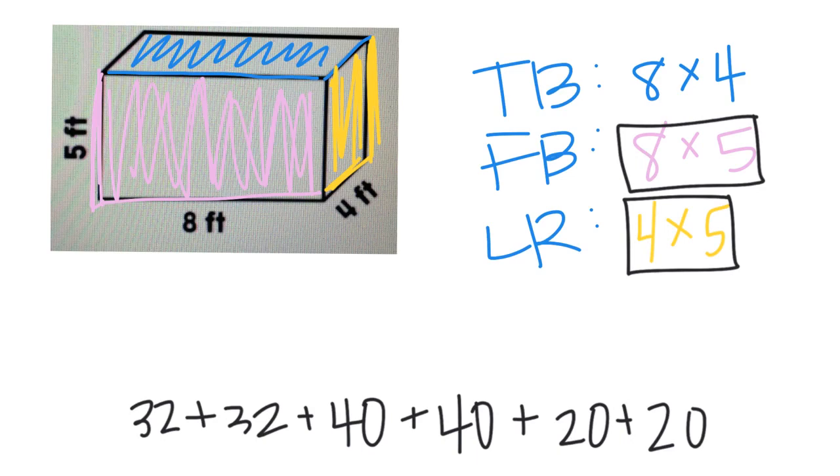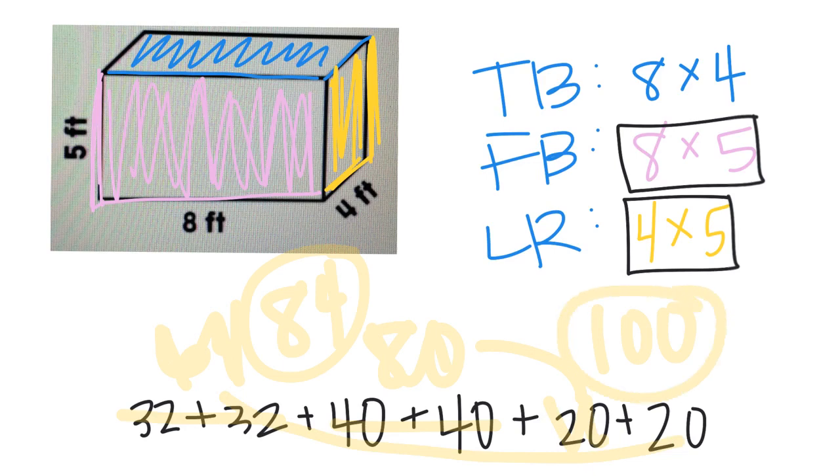And when I look at this, I'm going to kind of go in a different route this time. 40 and 40 is 80, plus 20 would give me 100, so I'm at 100. And then I know 32 and 32 is 64, and if I add 20 to 64, that gives me 84. So I have 84 plus 100 gives me 184, and it is feet squared.